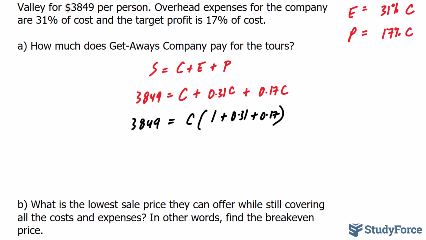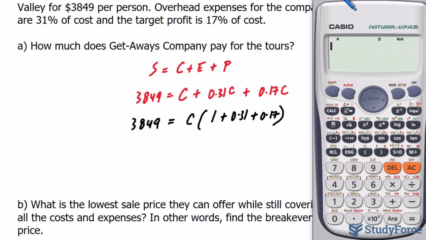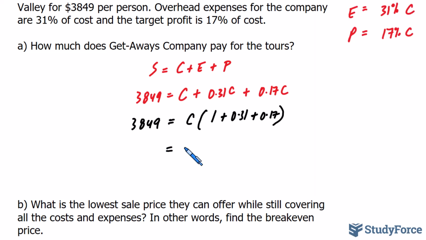3849. Within the parentheses, we add those numbers, 1 plus 0.31 plus 0.17, and we end up getting an output of 1.48. So we have C times 1.48. And as you can see, we're in a position here to solve for C quite easily. We simply divide both sides of this equation by 1.48. The 1.48s cancel.